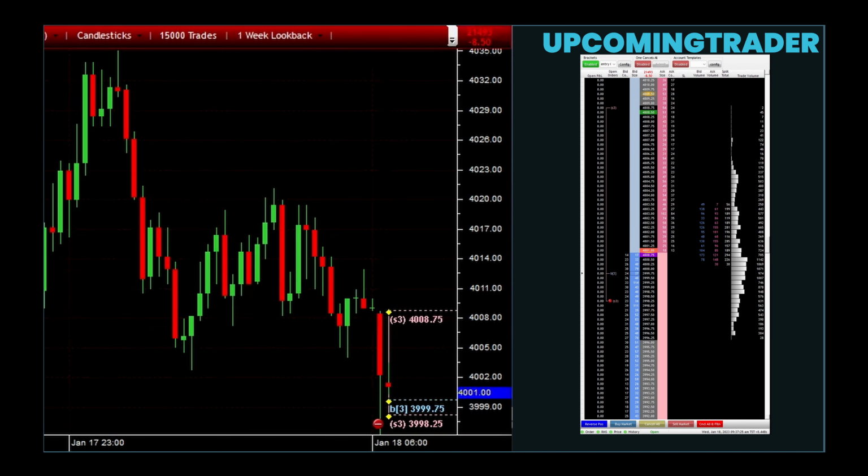Another pattern you might encounter is the rectangle pattern, which represents a period of consolidation. In this pattern, the price bounces between a horizontal support and resistance level. During the consolidation phase, volume tends to be lower, but when the price breaks out of the rectangle, whether to the upside or downside, the volume should increase to confirm the move.